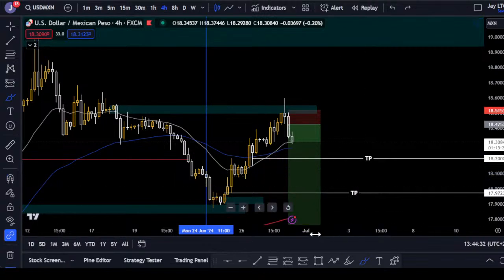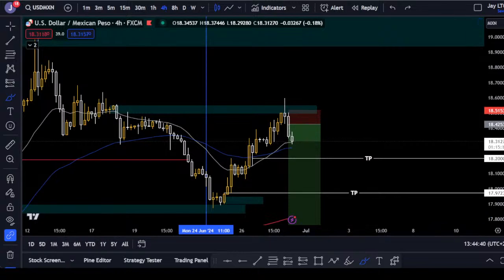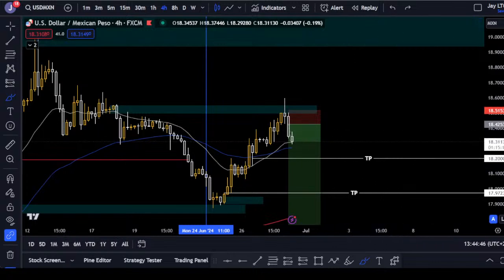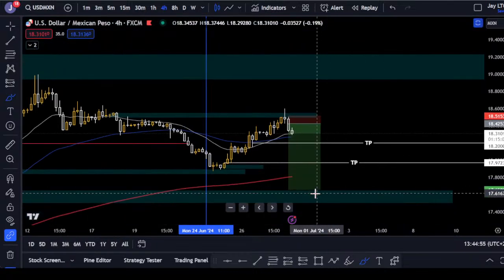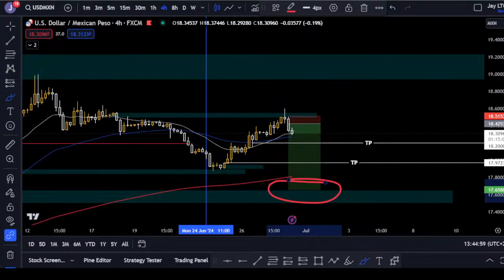If you want to know the numbers for these take profits, the first take profit is 18.200, and the next one is 17.972. Stop loss 18.51, and our entry had it already at 18.425. And the target this time is at 17.6588.